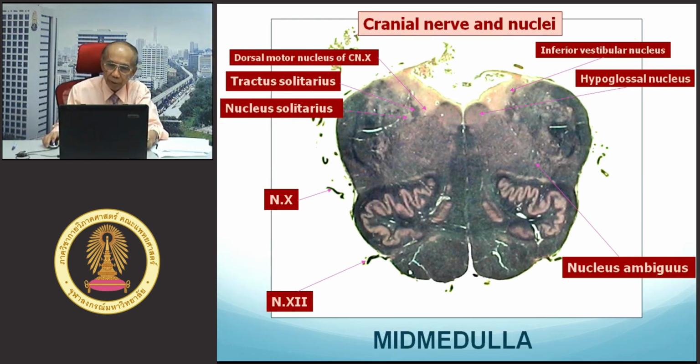The hypoglossal nucleus here gives off the hypoglossal nerve to supply the muscle of the tongue. Here the vagus nerve outside the brainstem.